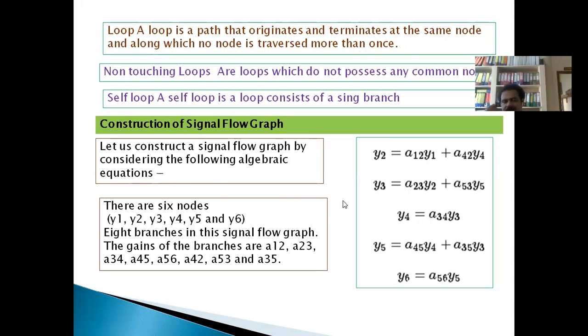Just note down these equations. Very, very important. Try to draw the signal flow graph from the equations.